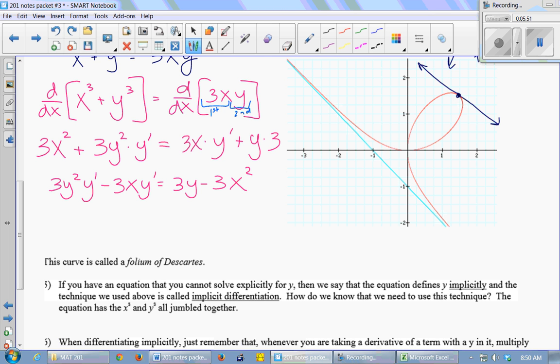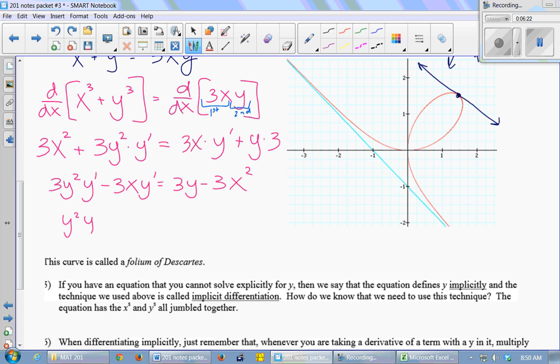Yeah, we do want to, the problem is I have two terms with the y prime in there, right? So I could factor out a y prime. So I'd have y prime times 3y squared minus 3x. Yeah, I could just divide both sides by 3 and get rid of all my 3's. Maybe I should have done that in the previous step.